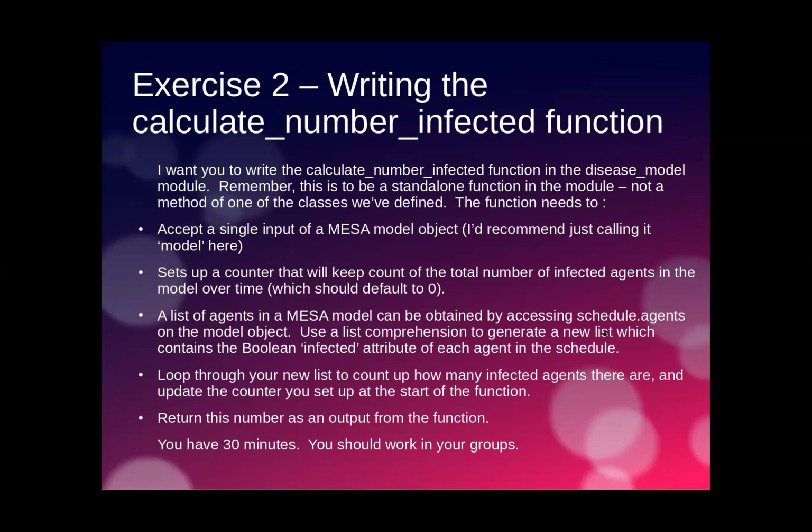So basically, that sounds more convoluted than it is because I'm spelling it out for you step by step. Basically, you're going to set up a new function that you pass a MESA model into. You set up this counter, it starts at 0, and then you grab a list of the agents that you've got on the model. You look through each of those agents to see if they're infected or not, and you generate a new list of those agents who are infected, and then you loop through that list to count up how many infected agents there are and update the counter.